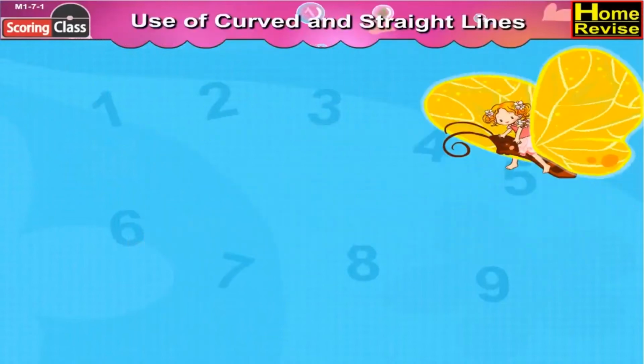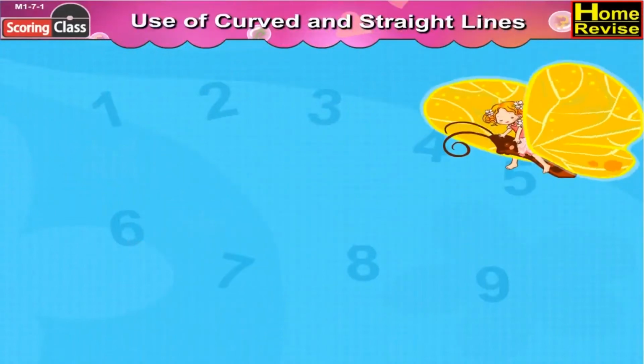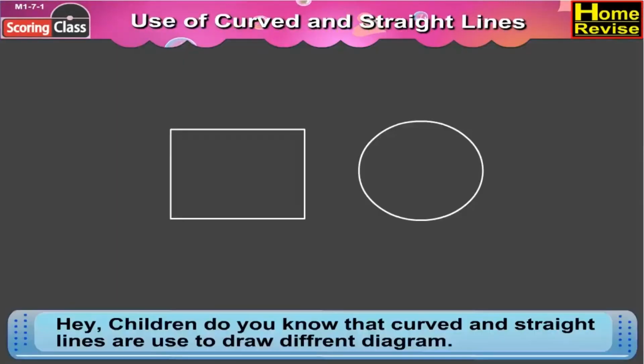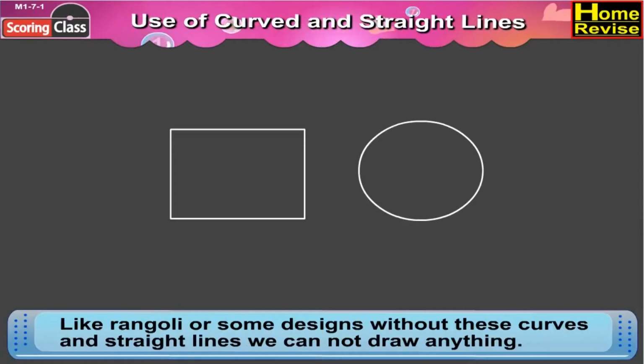Use of curved and straight lines. Hey children, do you know that curved and straight lines are used to draw different diagrams, like rangoli or some designs? Without these curved and straight lines, we cannot draw anything.